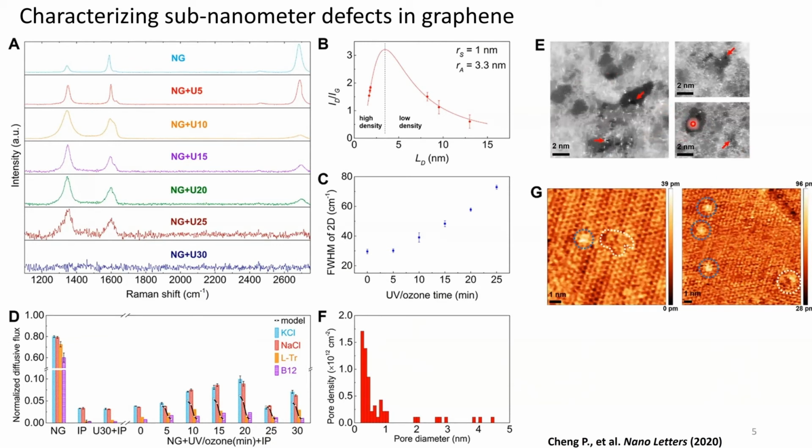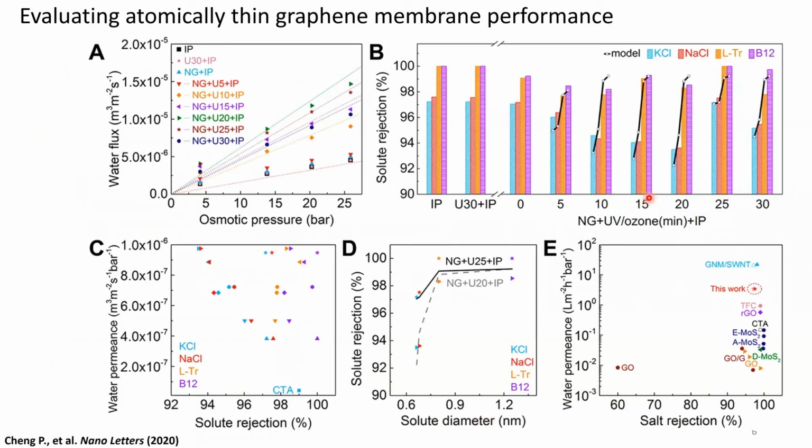So STEM imaging allows us to visualize these really tiny nanopores, or really tiny sub-nanometer pores, in the graphene lattice. We can also pick up the sub-nanometer pores formed directly on the copper when the graphene is on the copper. And this is what we see from these STM images. Now, let's proceed and evaluate the performance of these atomically thin membranes.